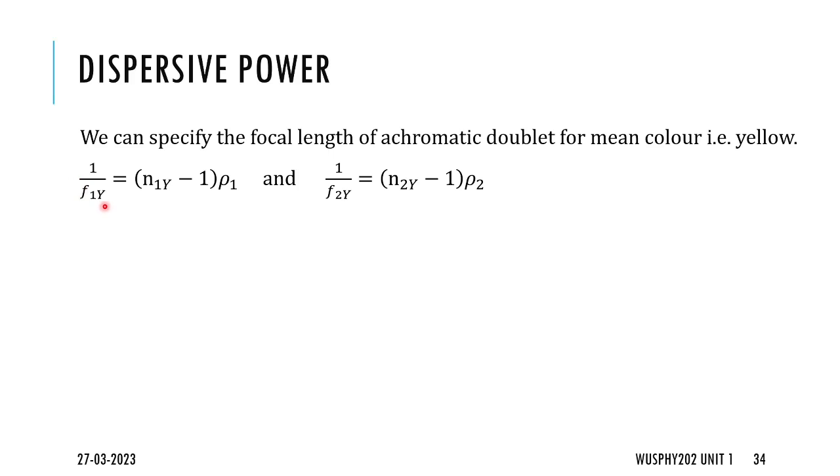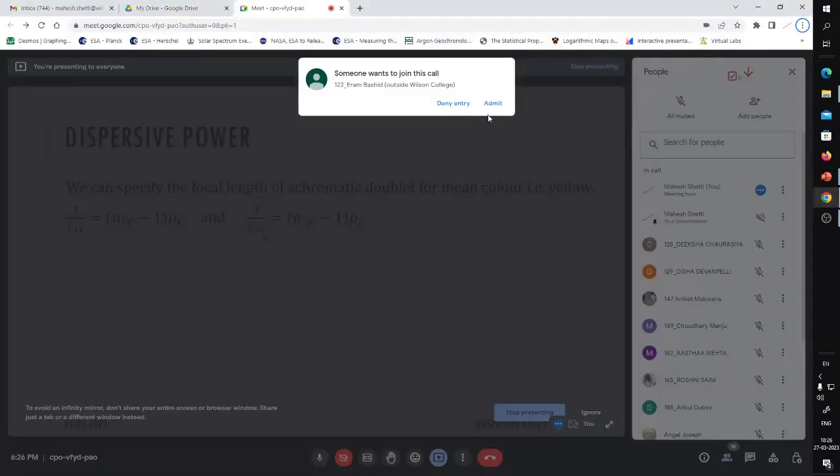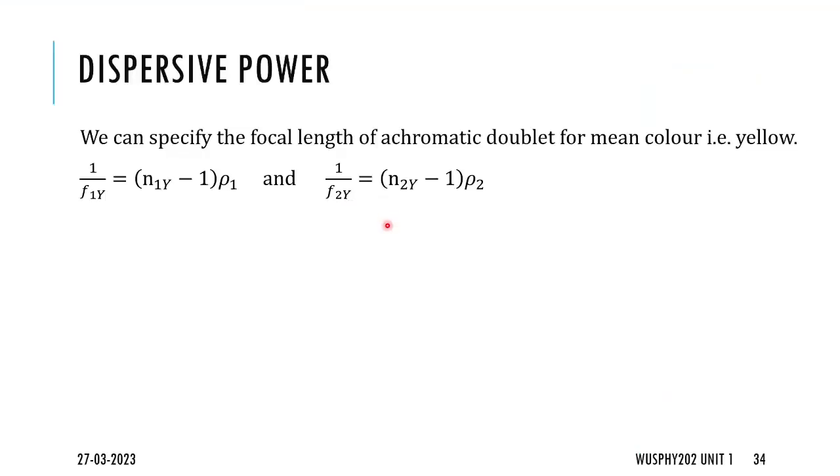So 1 by focal length of yellow can be written as n1 yellow minus 1 into rho 1, and 1 by f2 yellow equal to n2 yellow minus 1 into rho 2. So this is the focal length decided for yellow. So what we have is rho 1 by rho 2. This is for yellow color.